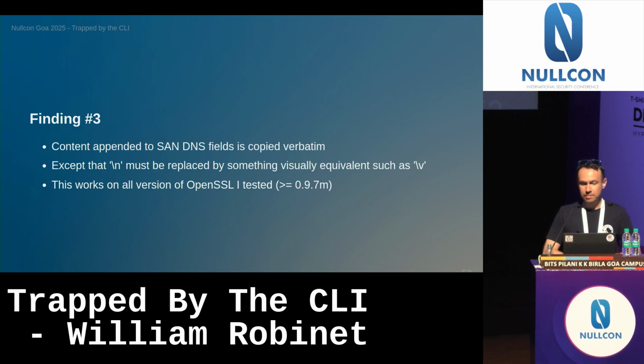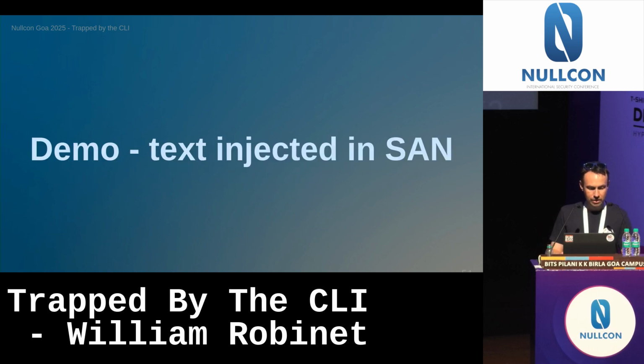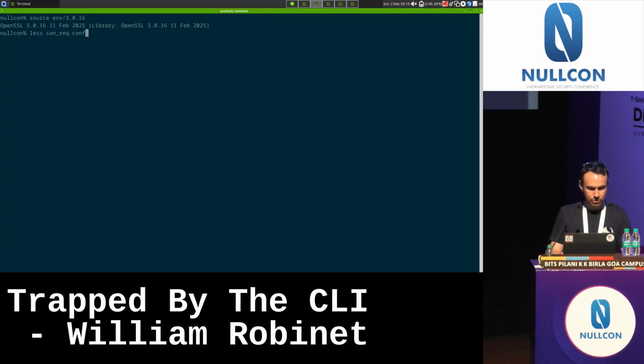Third finding, and this one is really interesting because it works with all versions of OpenSSL. If you inject something into the DNS field of the SAN record of a certificate, it will be simply output printed raw, with all the escape characters being evaluated. So let's do some demo on this one.